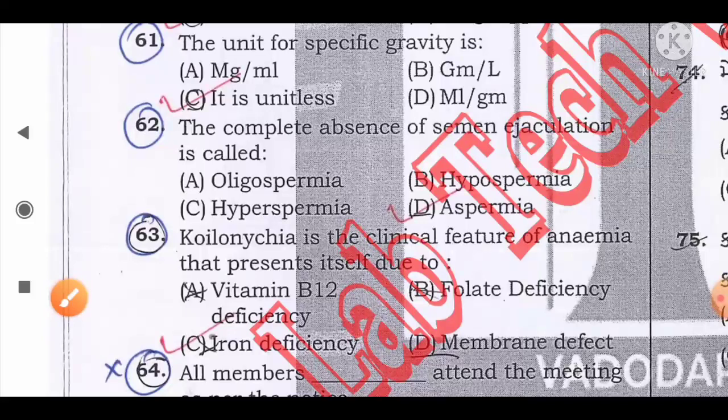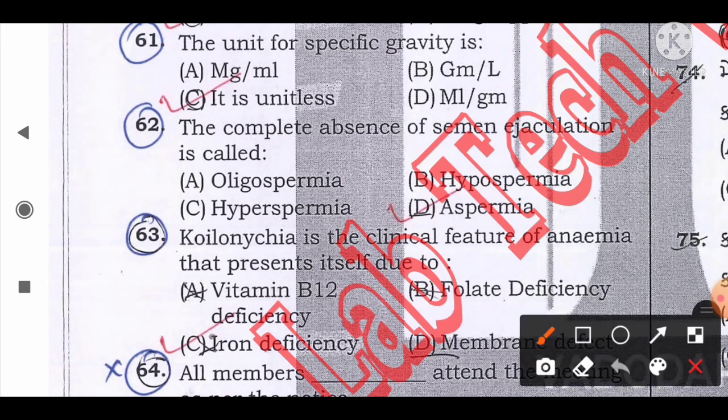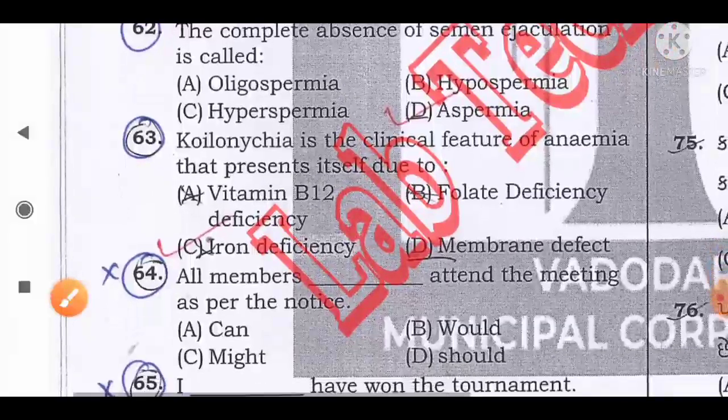Move to the next question, number 62. The complete absence of semen ejaculation is called A, oligospermia. B, hypospermia. C, hyperspermia. D, aspermia. And the correct answer for this question, it is aspermia is the term used for the complete absence of semen ejaculation. So option D, aspermia, is the correct answer for this question.